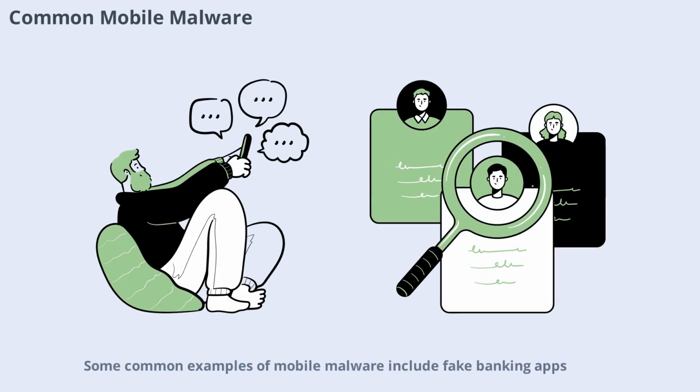Some common examples of mobile malware include fake banking apps, malicious APK files, and apps that ask for unnecessary permissions. These can steal your contacts, messages, and even money from your accounts. Always check app reviews and permissions before installing anything new on your phone.